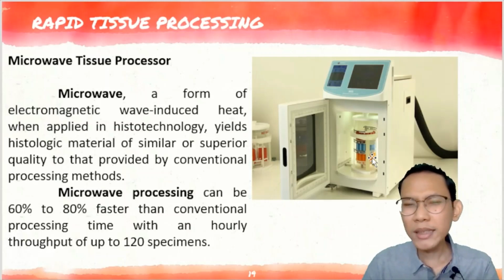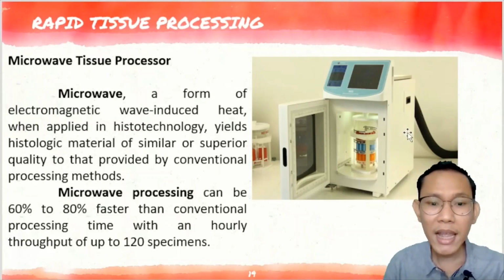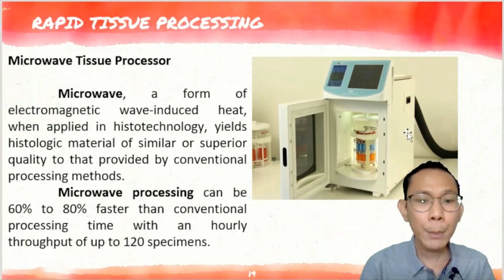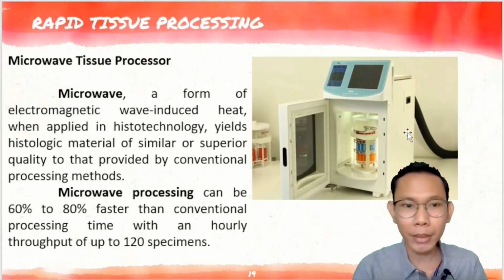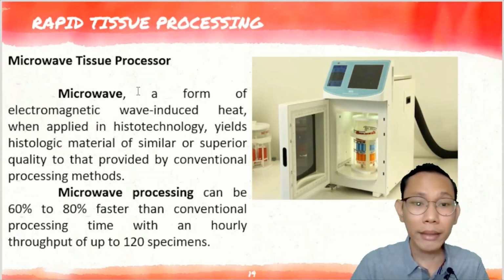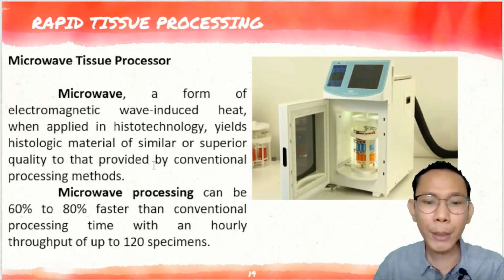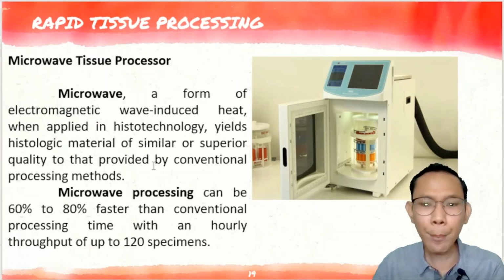So this is somehow a disadvantage when using your microwave tissue processor. Because you need very precise maintenance of your temperature. Because what do we want in the microwave? It's about your temperature. So we need to have a very precise maintenance of your temperature, which is not possible with your kitchen type microwave ovens.